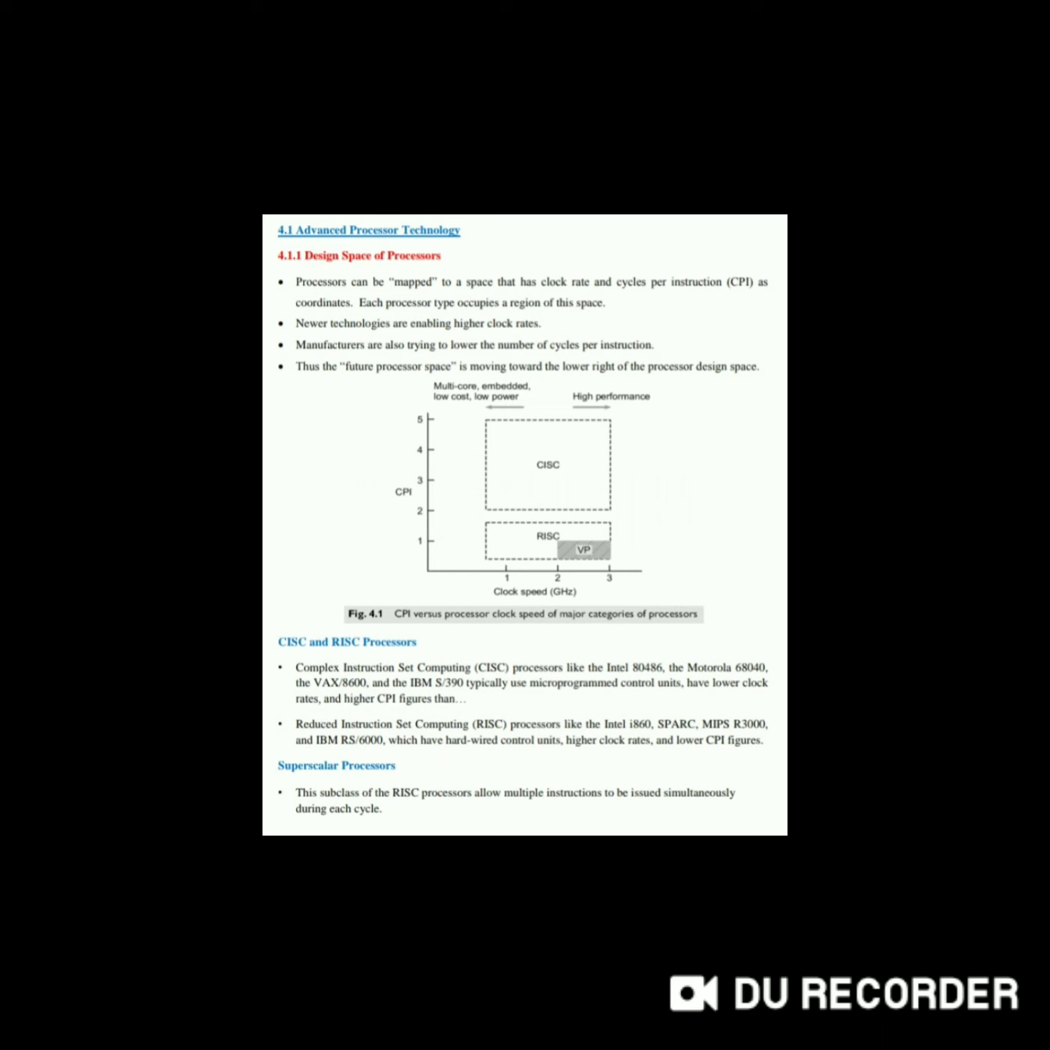Reduced instruction set computing, that is RISC, processors like the Intel i860, SPARC, MIPS R3000 and IBM RS6000 have hardwired control units, higher clock rates and lower CPI figures.